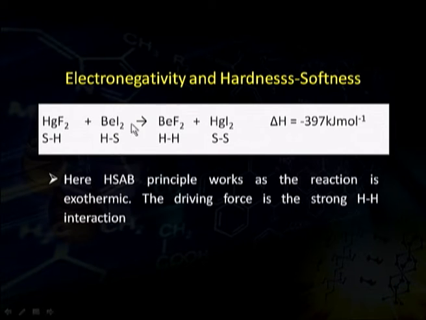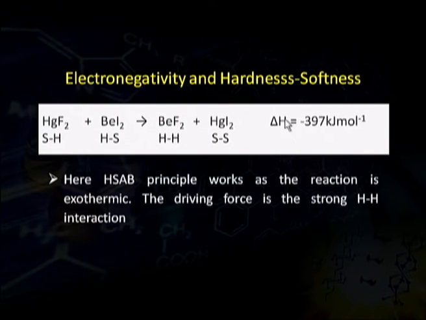In BeF2, both beryllium and fluoride are hard, beryllium being an acid and fluoride being a base. Similarly, in HgI2, Hg is a soft acid while iodide is a soft base. So, we get a combination of hard-hard and soft-soft. This can also be seen from the delta H value, which is negative, showing that this particular reaction is a spontaneous one. And what is the driving force behind this reaction?